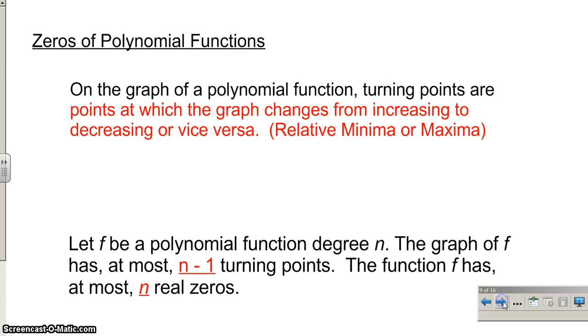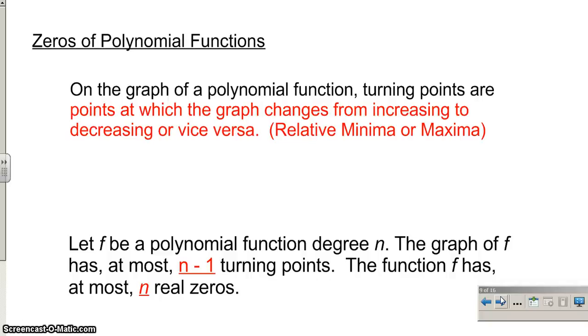All right. Next, let's talk about zeros of polynomial functions. And this basically is something that you hopefully already know. It's just finding the values of x that describe your turning points. So on the graph of a polynomial function, turning points are points at which the graph changes from increasing to decreasing or vice versa. So these are considered our relative maximum or minima, which we already talked about in a previous section.